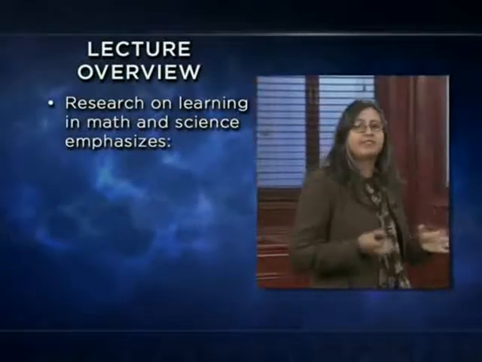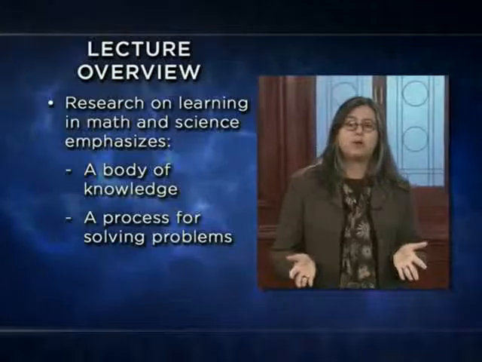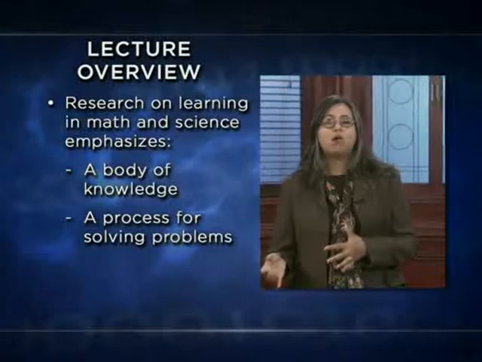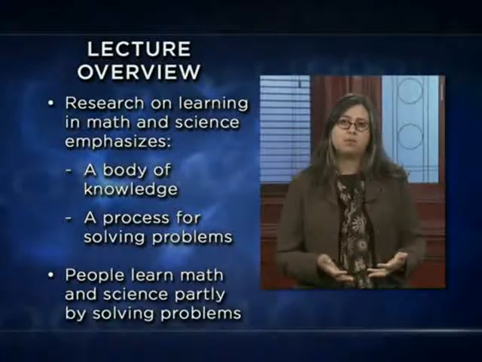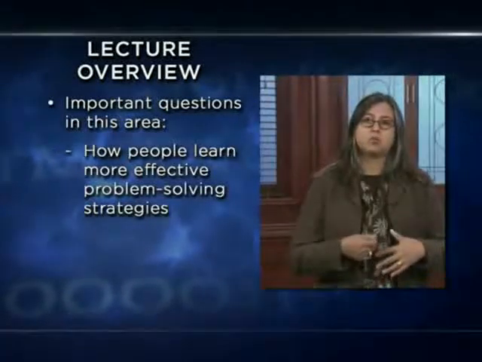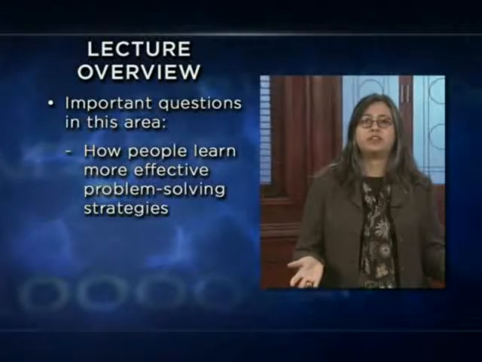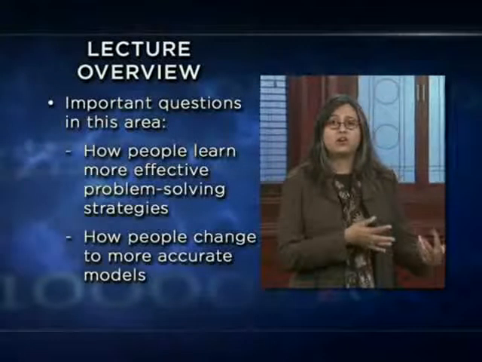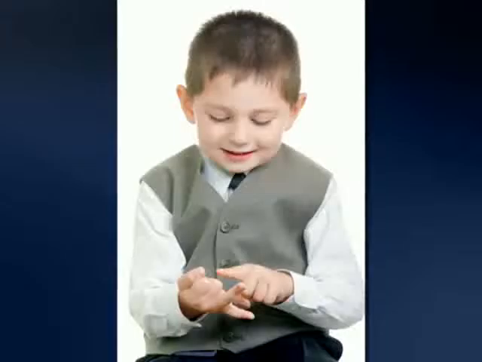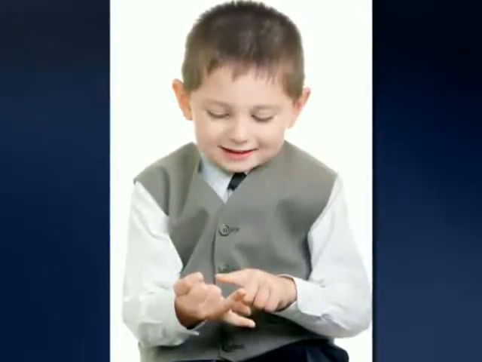Now, in summing up, research on learning in math and science emphasizes a body of knowledge, a what, and a process for solving problems and generating additional knowledge, a how. Because of this latter component, the how, people learn math and science partly by solving problems. And so some of the important questions in the area have really been about how people learn more effective and more broadly applicable problem-solving strategies, and how they're able to change their models or understandings of something from less accurate models to more accurate models. And as we've seen in this lecture, as people acquire new strategies, they may initially become more variable in their performance before they settle on the newer and better strategy.